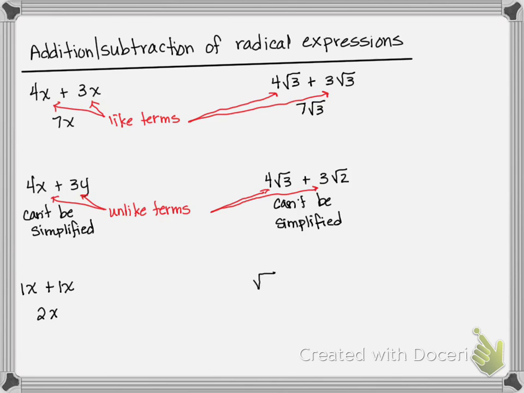So then what would the square root of 3 plus the square root of 3 be? Let's remember that the square root of 3, that symbol, is going to behave just like an x. So 2 square root of 3? Yes, very good. Because I have 2 of the same thing.